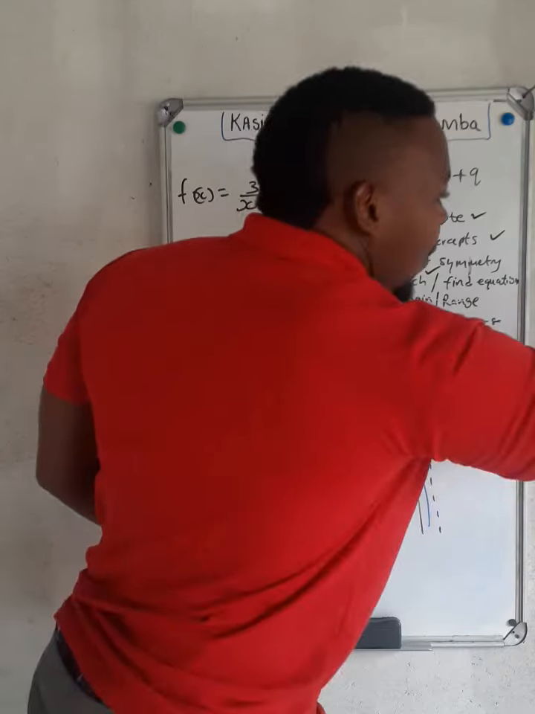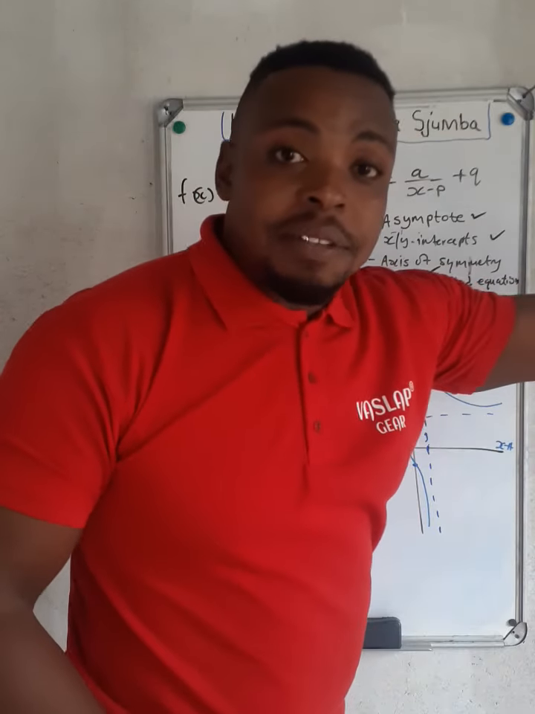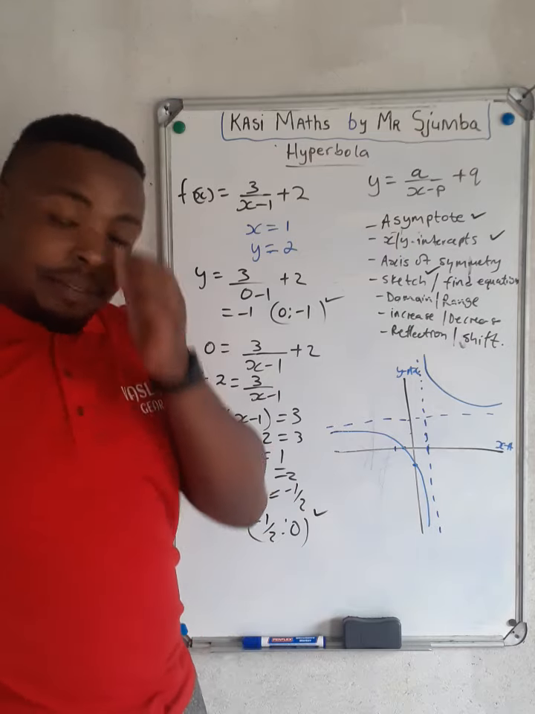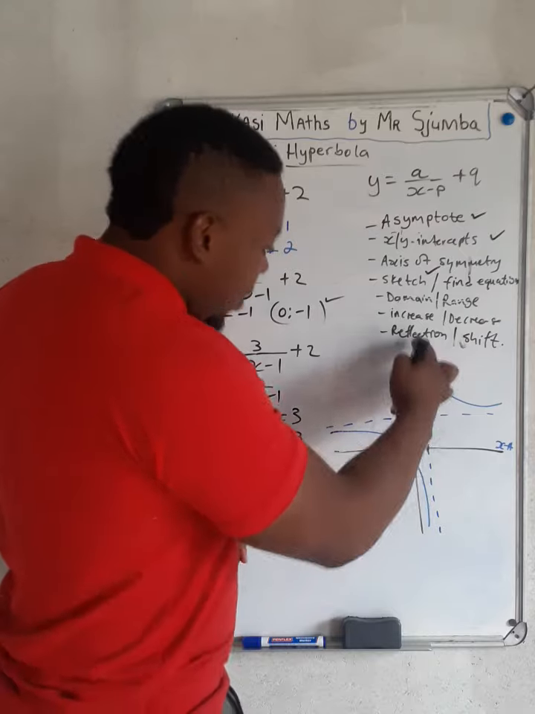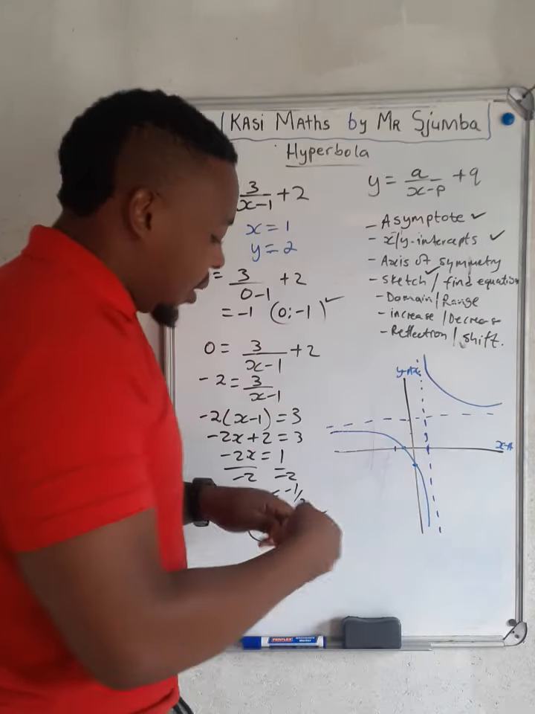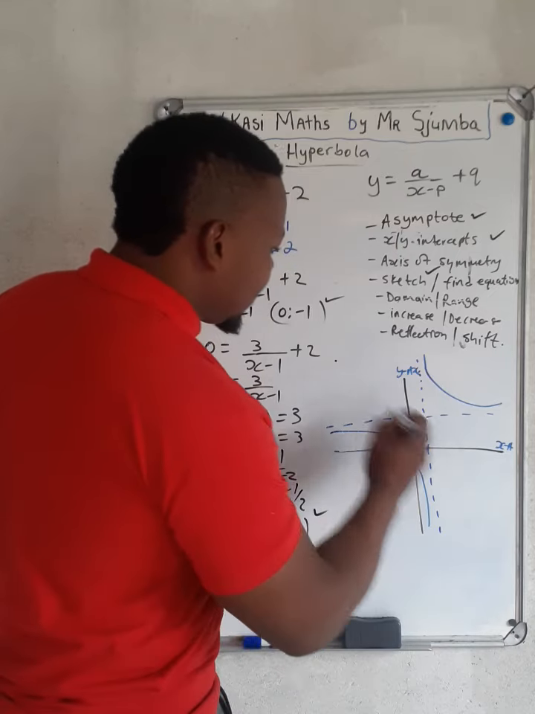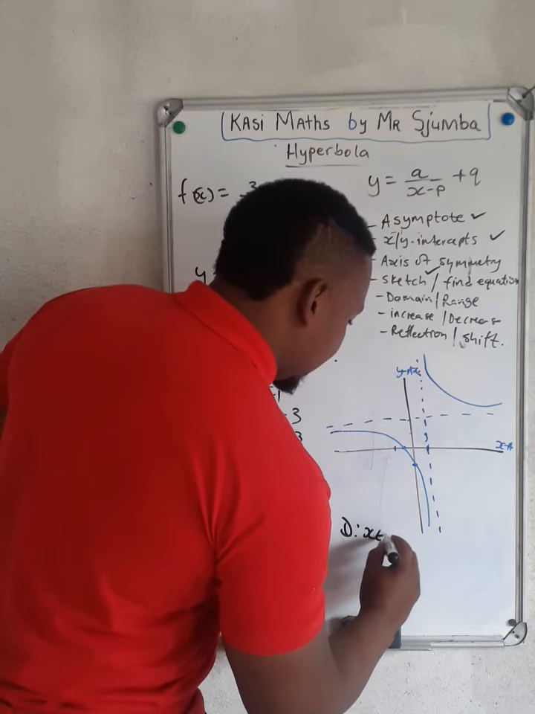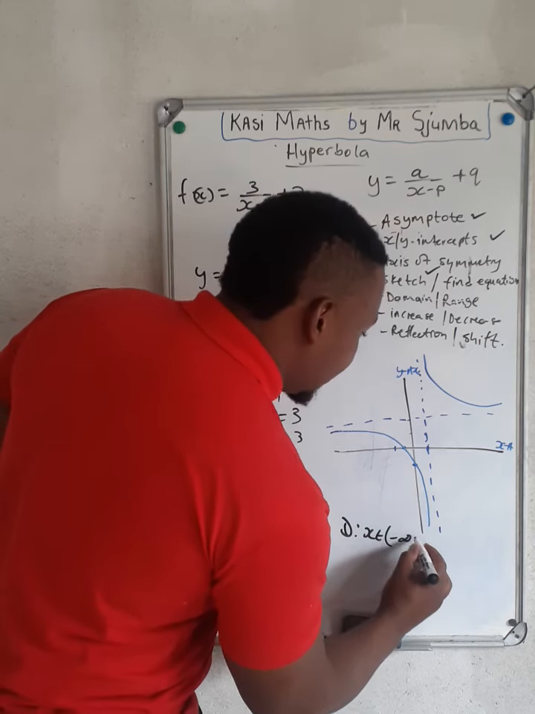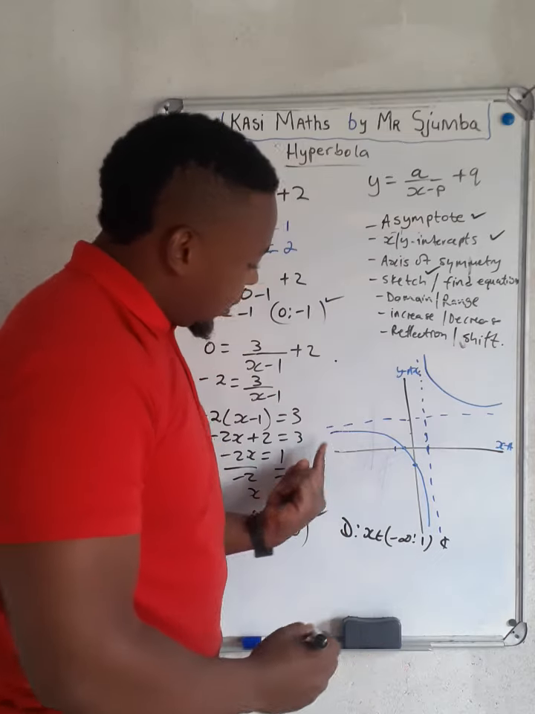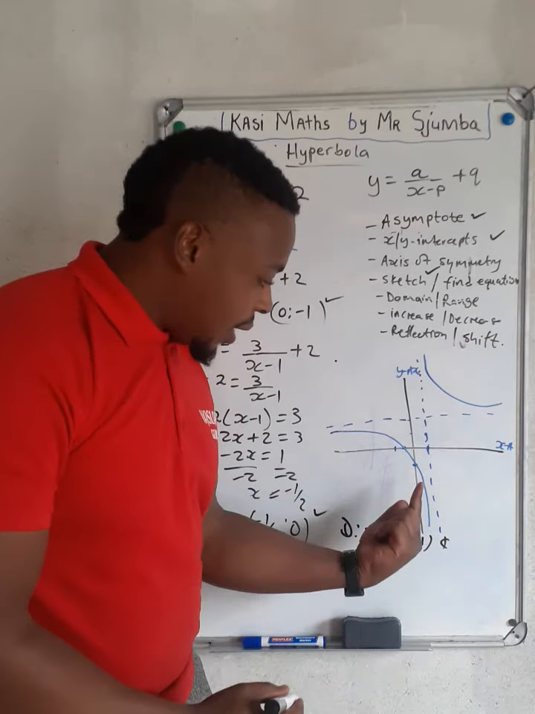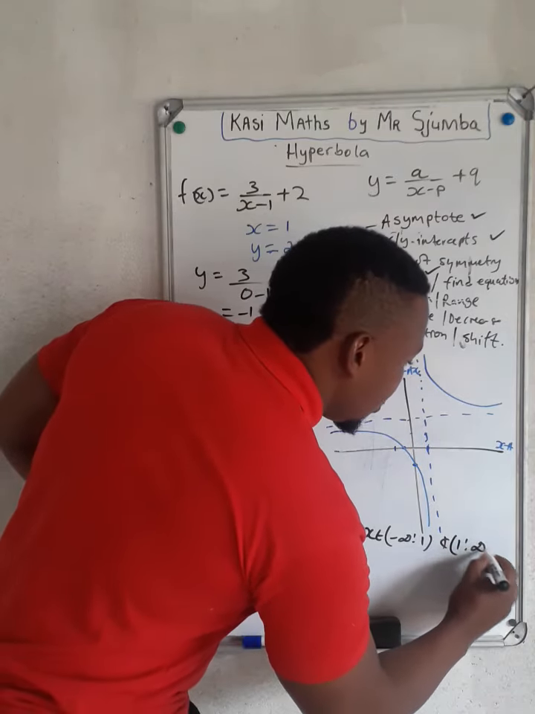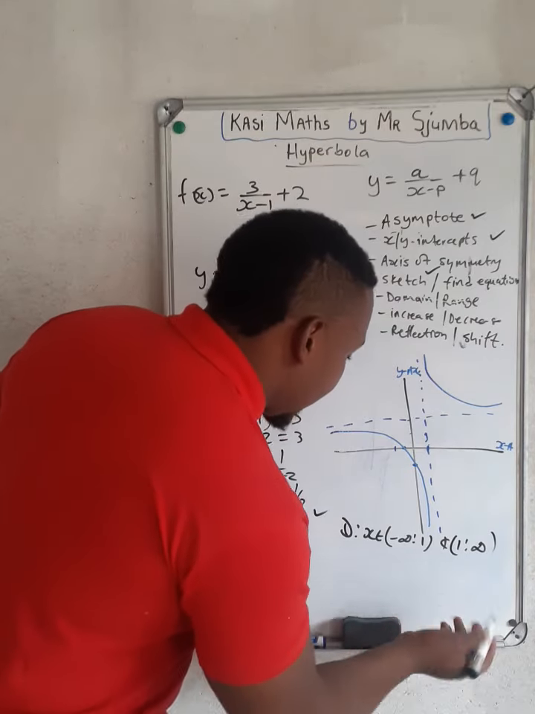The graph continues until positive infinity, and it starts from negative infinity, going up to 1, and then it starts again after 1. So when we write it, we can say the domain is x is an element of negative infinity to 1, and then from 1 to positive infinity.